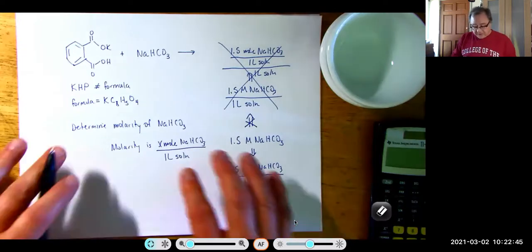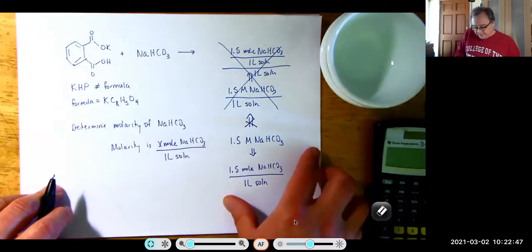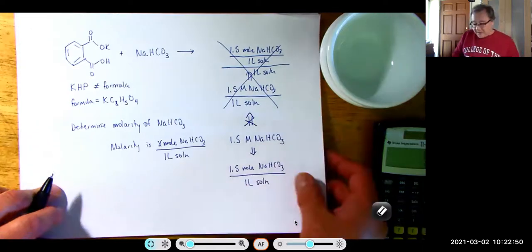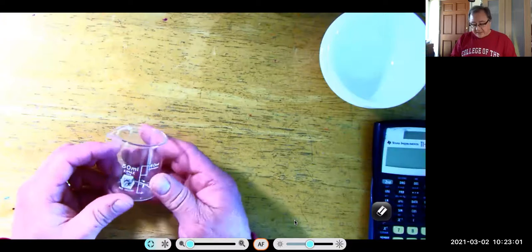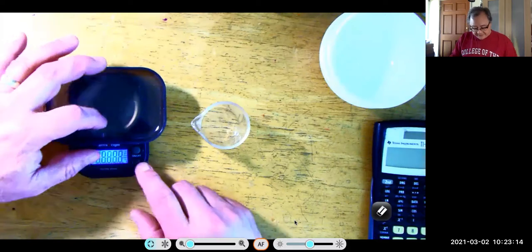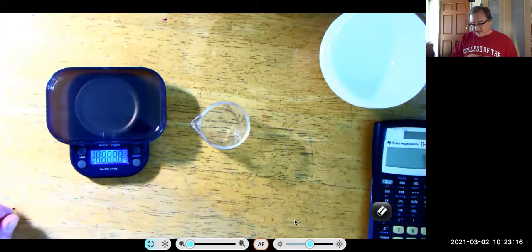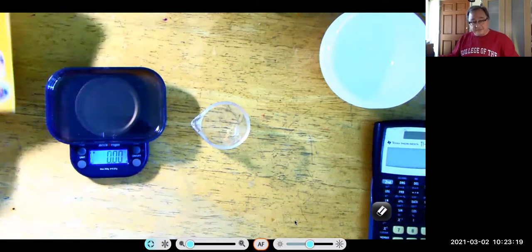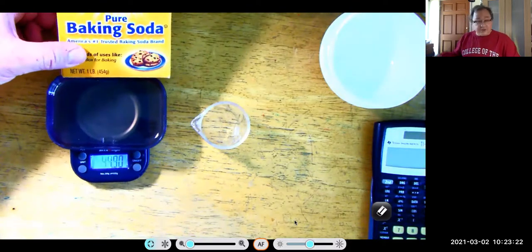Okay, so we're going to determine the molarity of our sodium bicarbonate solution. I'm going to go ahead and get started with that and show you what you want to do. You want to make a saturated solution of sodium bicarbonate. I'm going to start with a 50 milliliter beaker, because I'm going to make about 25 mils of solution. So you want to use your balance, and I'm going to tare my balance. And here I have some good old baking soda, which is sodium bicarbonate.